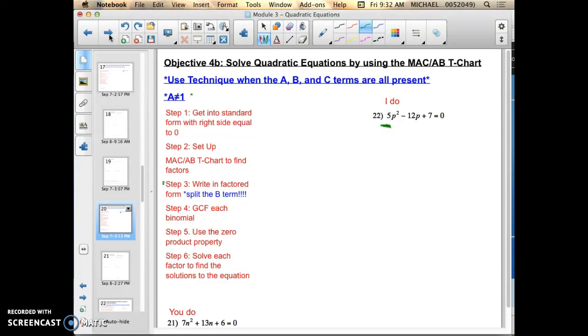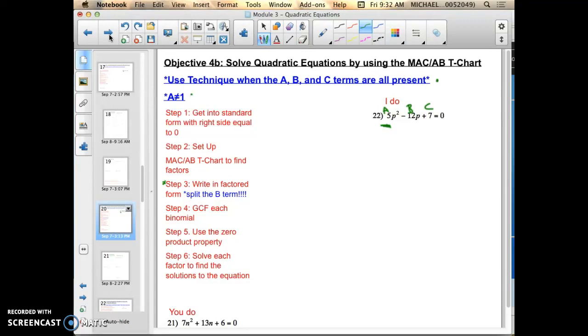For one, I would use this technique, the MACAB T-chart, because indeed all of the A, the B, and the C term are present. So whenever that's the case, I use MACAB T-chart, no matter if the A is 1 or not 1. So that's my first thought. I'm going to use the MACAB T-chart strategy for factoring, okay, because they're all present. The second thing I would notice, though, is that the A term is not 1, so that's going to clue me in that I have to do step 3 here eventually, which is a little different than the previous objective. And then finally, step 1 says get into standard form with the right side equal to 0.